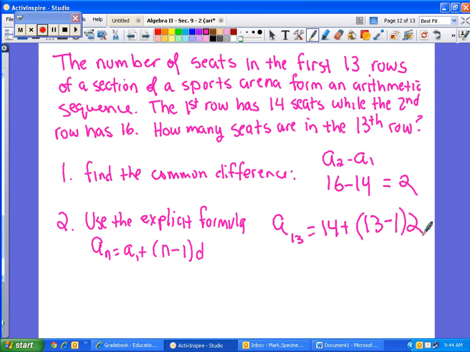13 minus 1 is 12. 12 times 2 is 24. 14 plus 24 gives you your answer of 38.